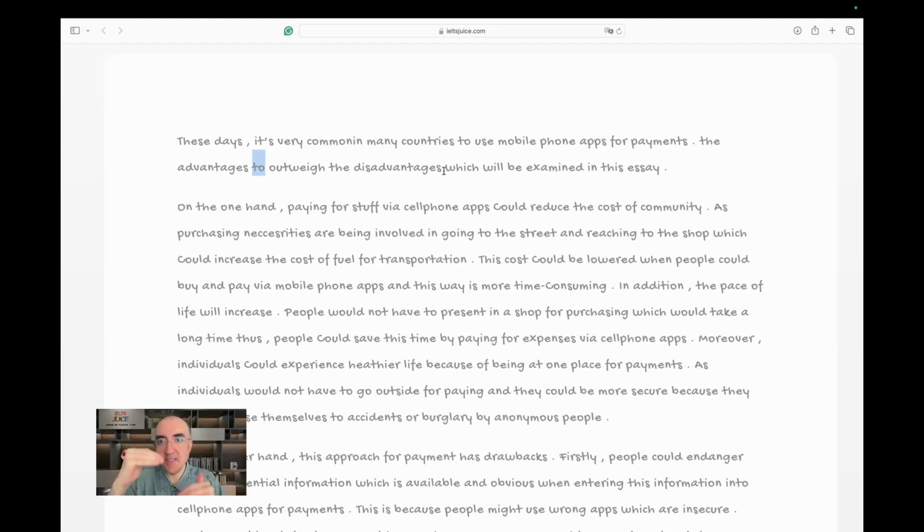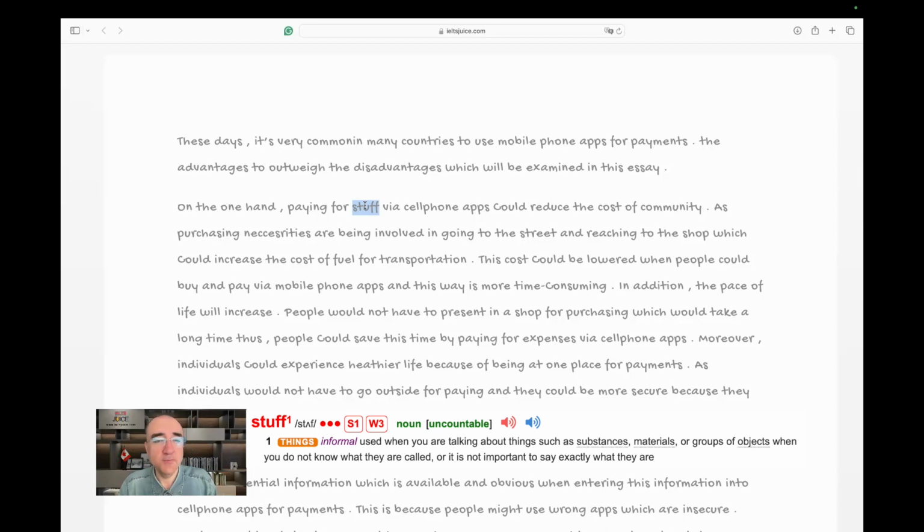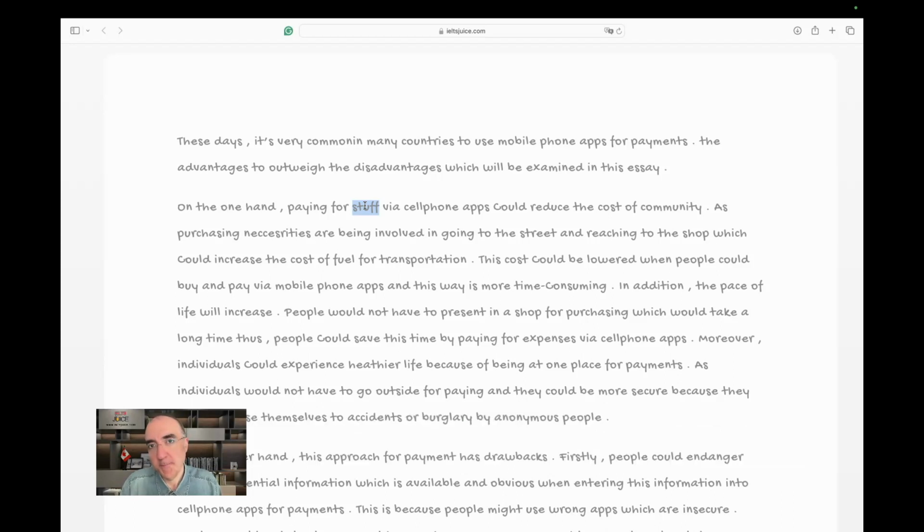And in this essay, we're going to talk about that. Let's see. On the one hand, paying for stuff. I'm not a fan of this word. This is very informal and it's not good. You probably want to say shopping items or goods, I mean, necessities, things like that, instead of stuff. That's very casual. It's not a good fit for the essay.